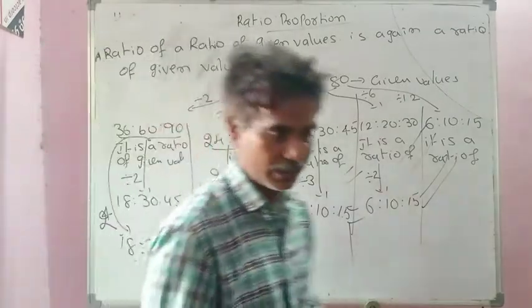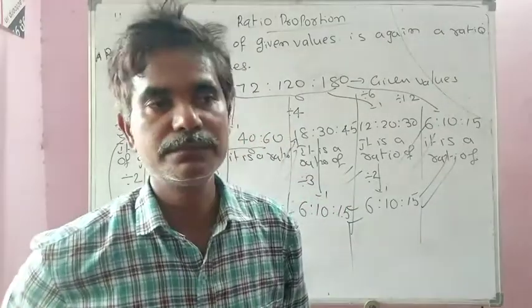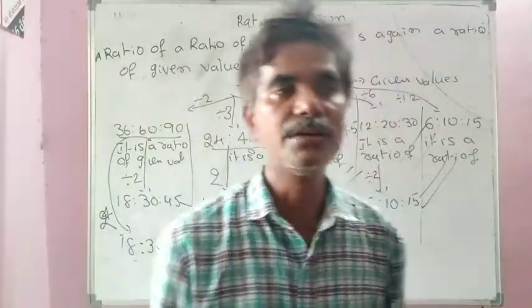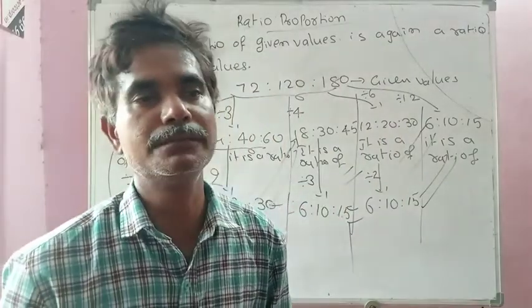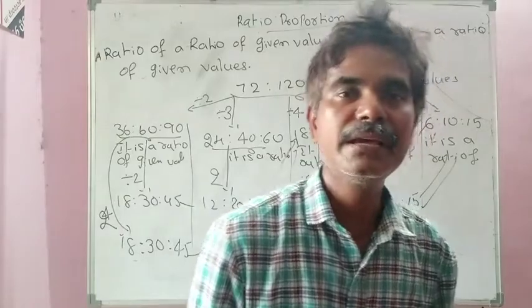So we can conclude that if we find a ratio of an already existing ratio, we will get one of the ratios of the original values.